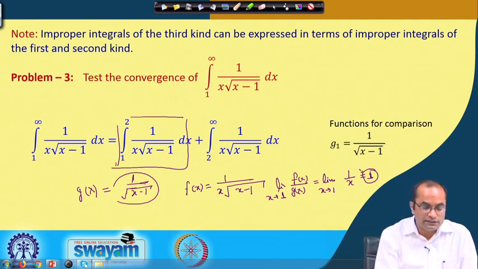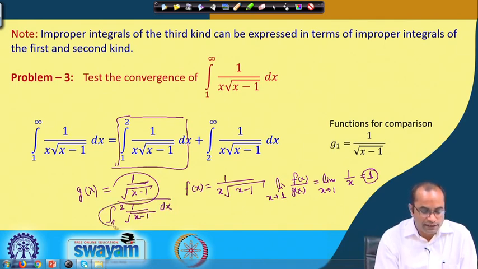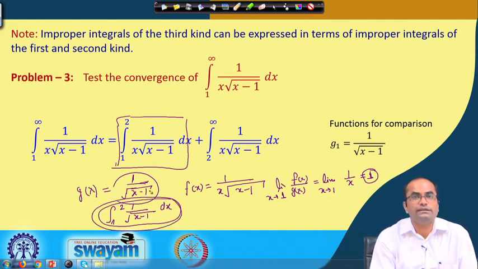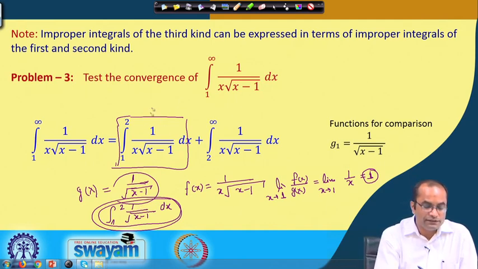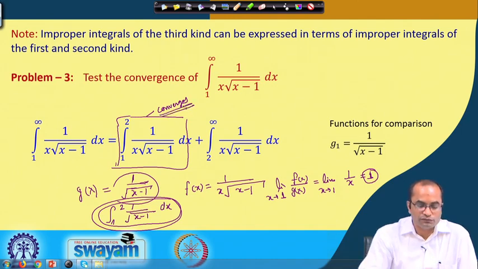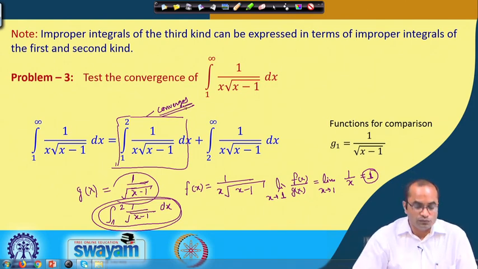That means the given integral and the integral of g, that is, the integral from 1 to 2 of 1 over square root of x minus 1, will behave the same. And we know from the test integral that the integral of 1 over square root of x minus 1 dx from 1 to 2 converges. Hence the given integral also converges. So, we have seen from the comparison test that this integral of type 2 converges.